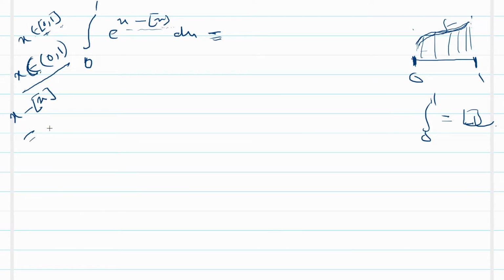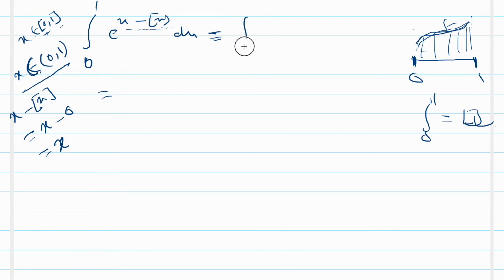What is x minus box x? So x is x, no problem, but box x, when x is in between 0 and 1, is actually 0, so therefore it happens to be x. So x minus box x is nothing but x on this particular interval, right? So now we shall do this integration.